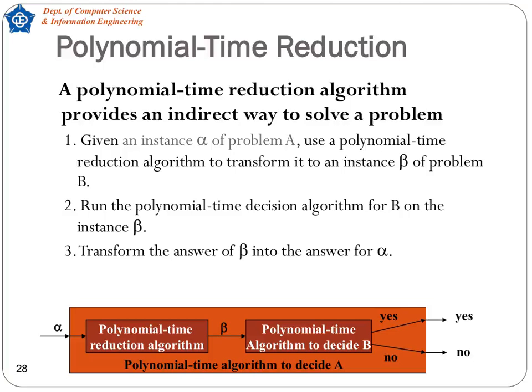In the diagram, you can see alpha entering the reduction box, emerging as beta, passing through B's algorithm, and then having its yes-no output translated back into A's answer, all while staying within polynomial time.